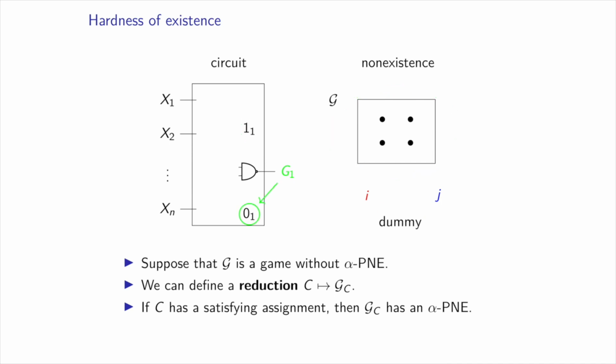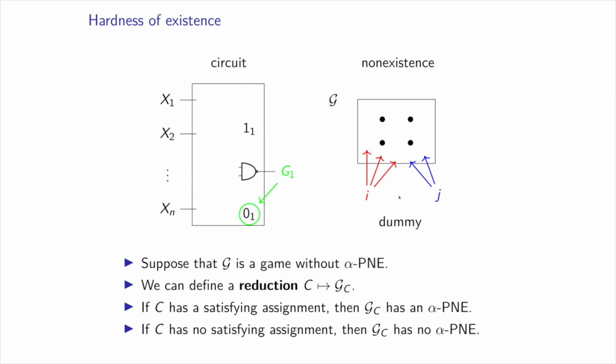On the other hand, suppose that the circuit does not have a satisfying assignment. Then player G1 will always play the 0 strategy. Since he will never play on the non-existence game, this means that the players on the non-existence game would now not want to play the dummy strategy. Therefore, they will play on G. And because G does not have an alpha approximate PNE, there is no way that we can extend this into an alpha PNE on the whole game. Therefore, this constitutes a valid reduction. Our circuit has a satisfying assignment if and only if the corresponding game that we have built has an alpha PNE.